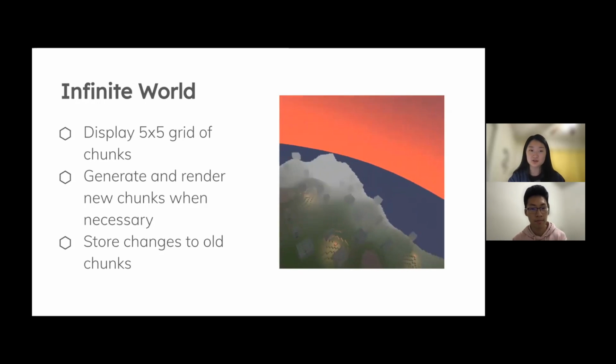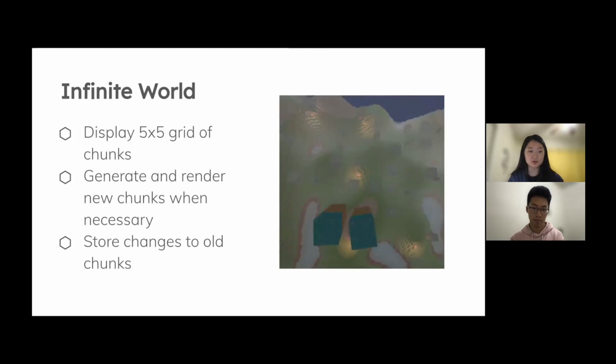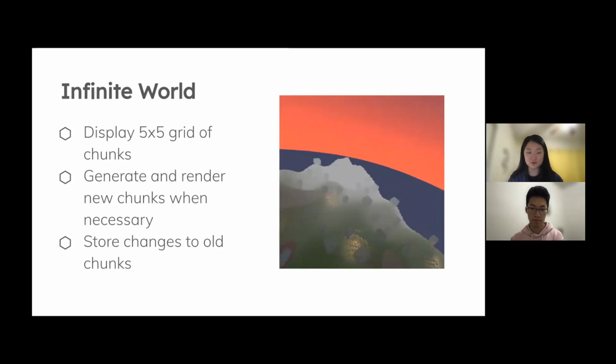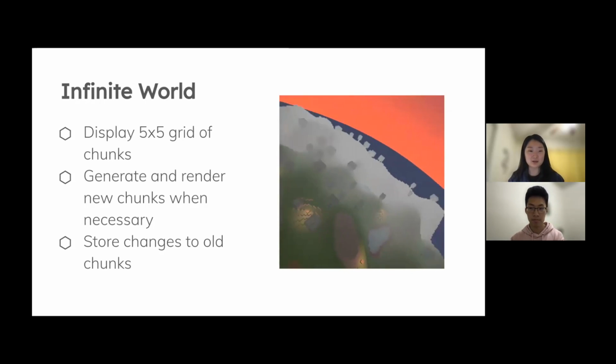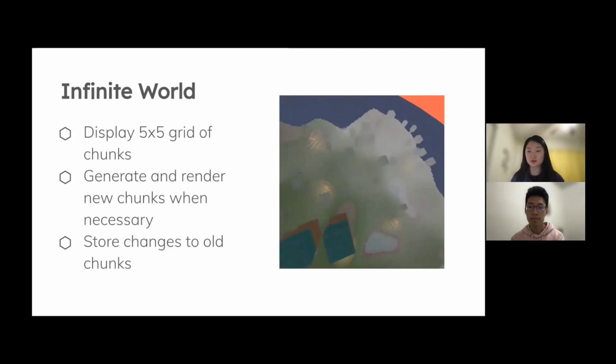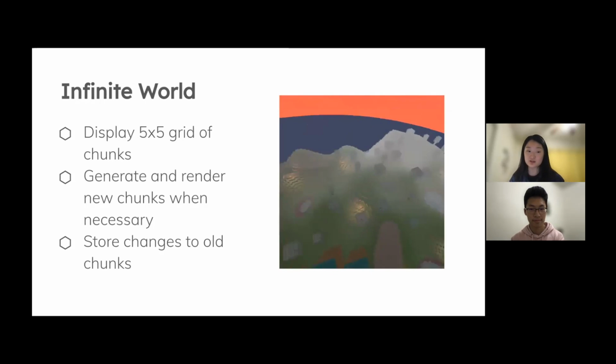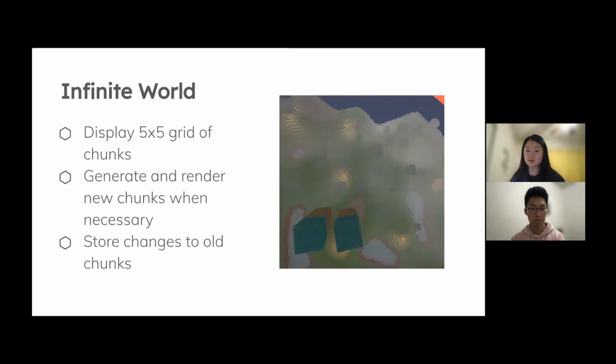Additionally, we also have an infinite world. So instead of pre-computing the entire world before gameplay, we do it as you play. And so we display 5x5 grids of chunks, and we generate and render the new chunks when necessary. So as soon as you leave your cell, we will generate new chunks. And in order to preserve the landscape when you return to the cells, we will store changes to old chunks that we have visited.